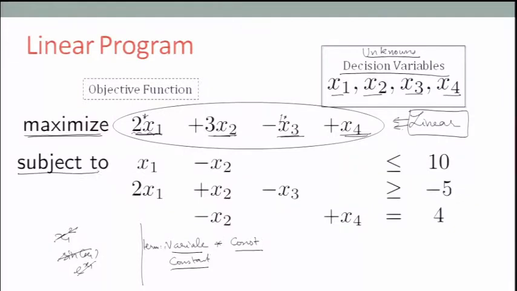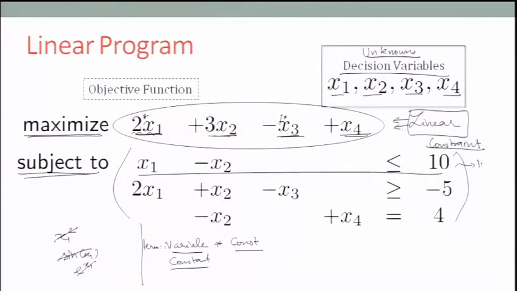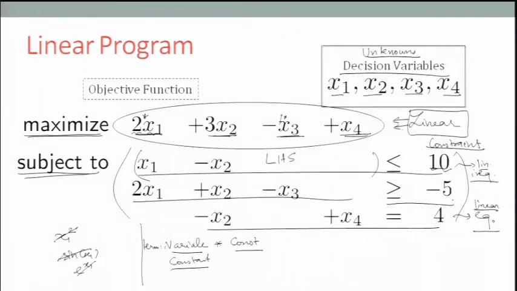And we maximize subject to some constraints. The constraints are linear inequalities, or they can also be linear equalities. Each inequality has a linear left-hand side and a constant right-hand side. You can also have greater than or equal to, and the equalities have a linear left-hand side and a constant right-hand side, but with an equal sign.